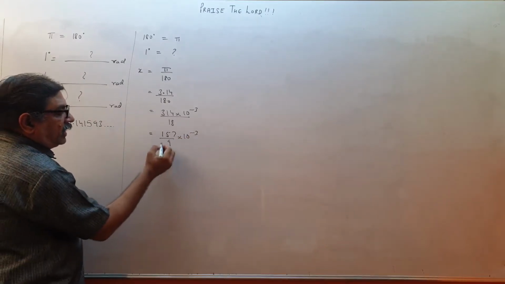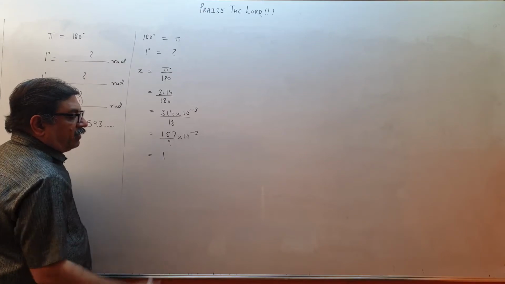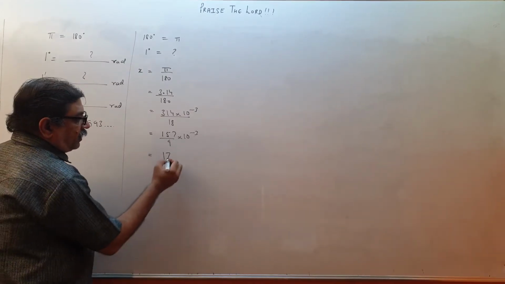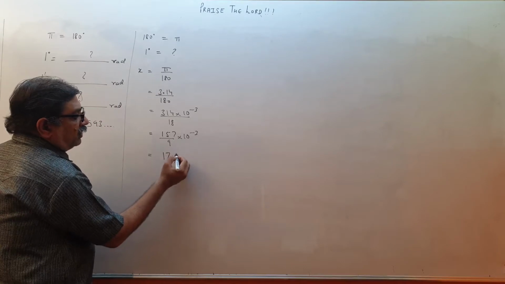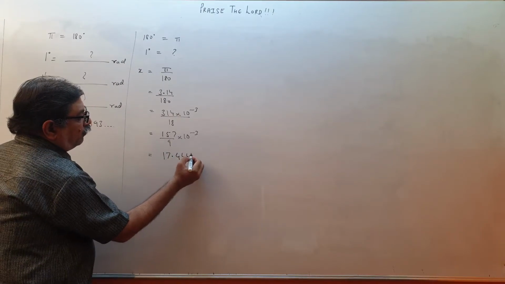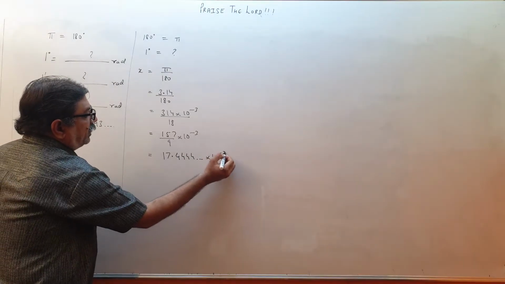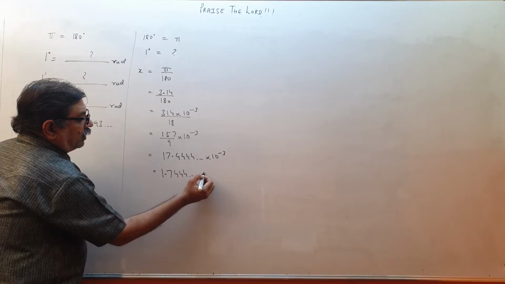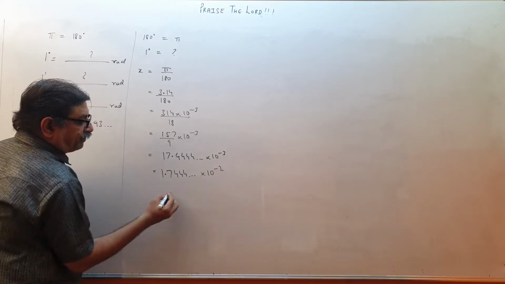Let us divide. 9 ones are 9. In 67 it will go 7 times, 63. 40 remains. So in 40 it will go 4 times, 36. Again 40, 4, 4, 4 like this into 10 raised to minus 3. So that is 1.744 into 10 raised to minus 2.